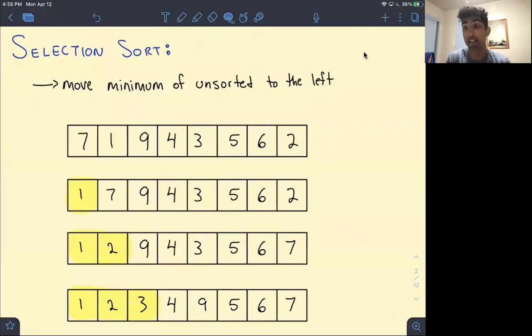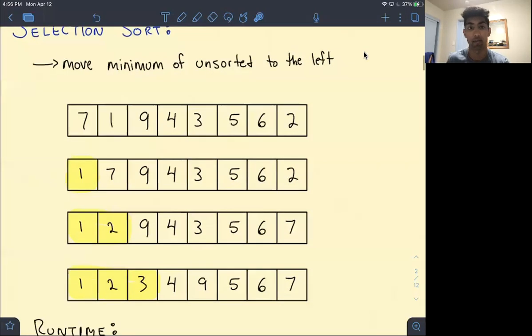Hi everyone, this is going to be a review of selection sort. So what exactly happens in selection sort? Well, all that we do is we keep taking the minimum element out of all the people that haven't been sorted yet, and we move that person to the front. Okay, let's just quickly see it in action. I think it will make sense.